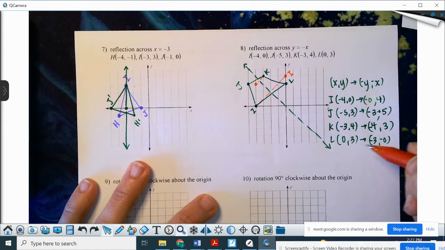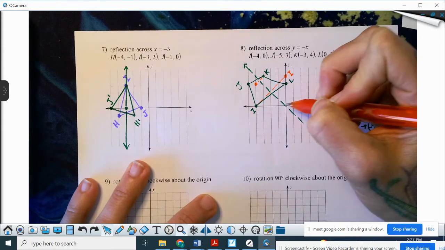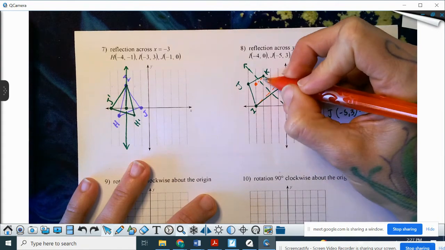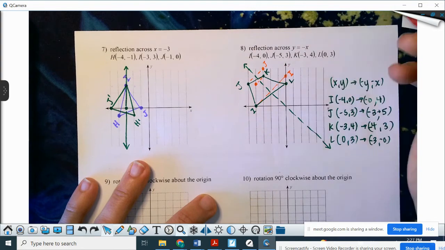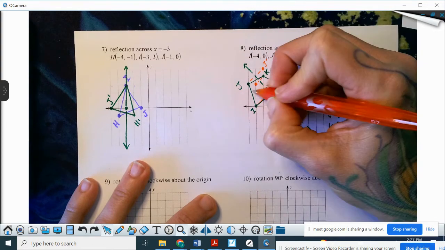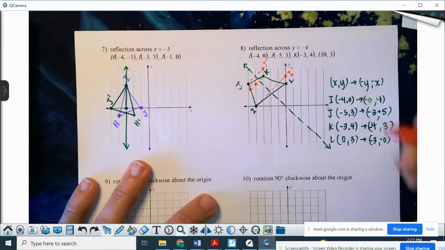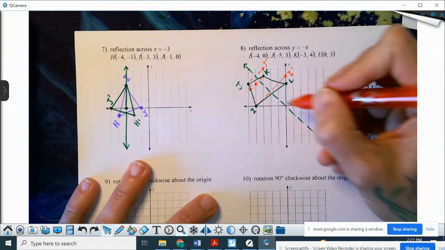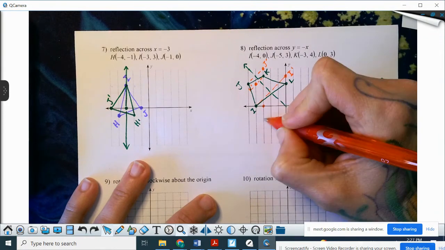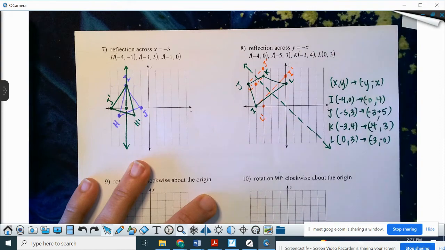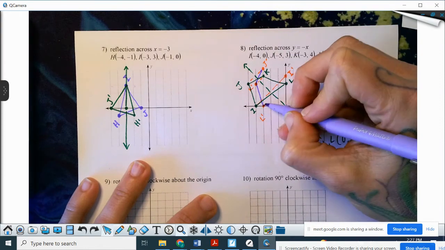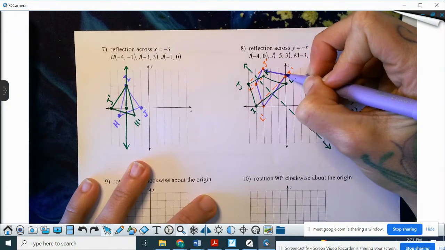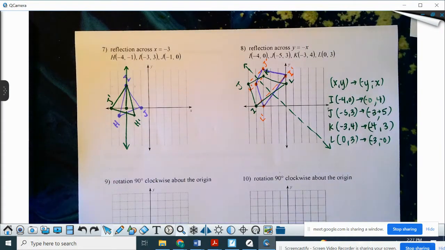J is going to be up negative 3, 5. And that's again because of that 1 to 1 as well. That's K, I, apostrophe. And then L is going to be negative 3, 0. And then if you put this shape together, so you can do it either way, depending on which kind of makes more sense in your brain.